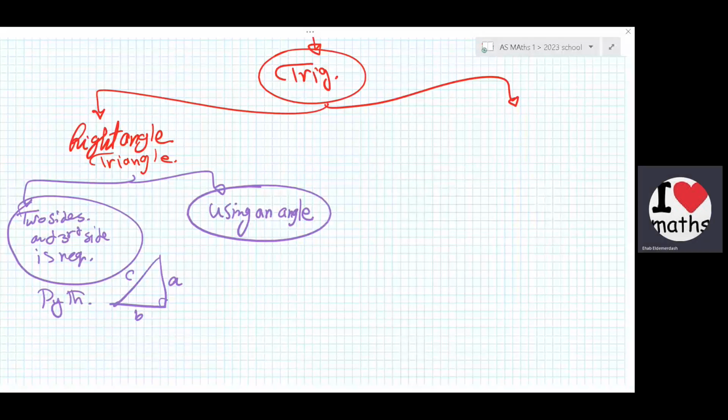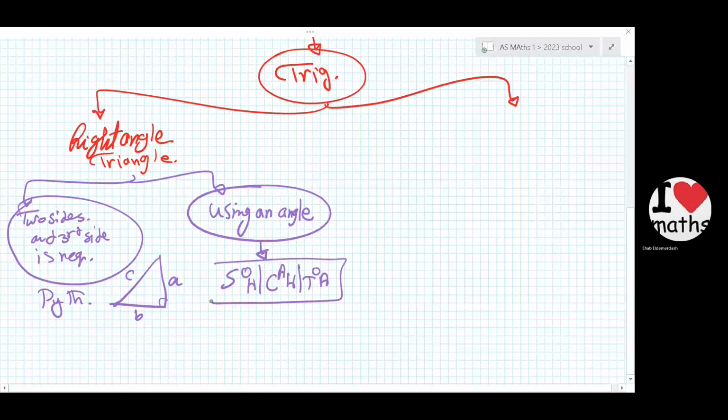Okay, let's continue. Again, use an angle. This will give me the indication that I have to use SOHCAHTOA. Agreed? I have to use the trigonometric ratios, guys. So again, let's make identification for the story.